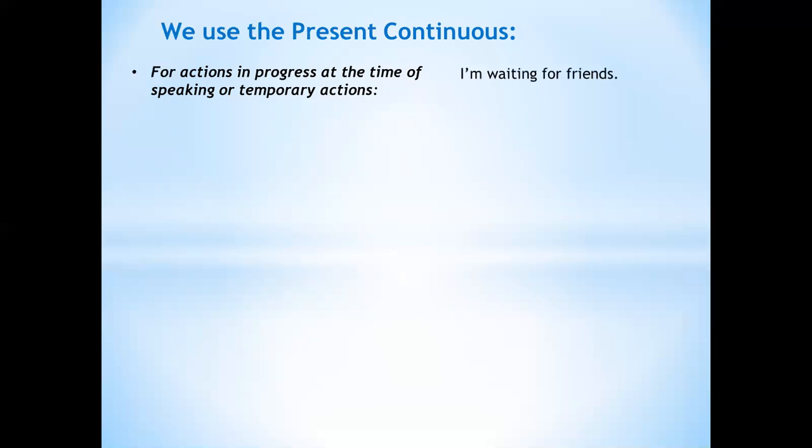Let's look at present continuous. We use present continuous for actions in progress at the time of speaking or temporary actions. For example, I am waiting for my friends.